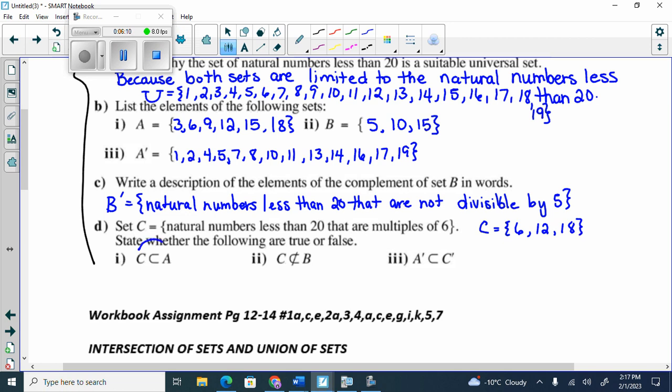C is a subset of A. That means everything in C has to be found in A. We agree? So C has 6, 12, and 18. So in order for this to be true, A also has to have 6, 12, and 18. Does it? 6, 12, 18. Yes, it has more, but that doesn't matter as long as it has the 6, 12, and 18. So this is true.